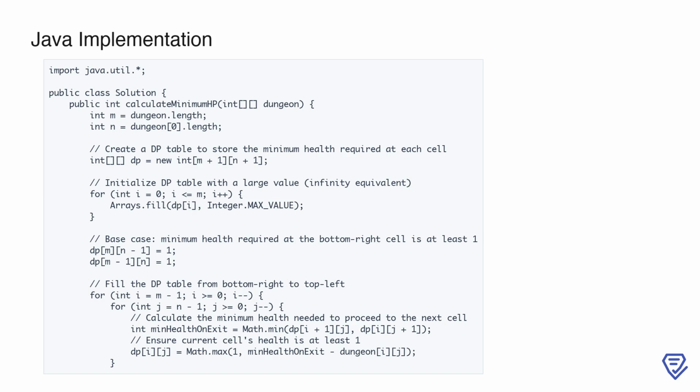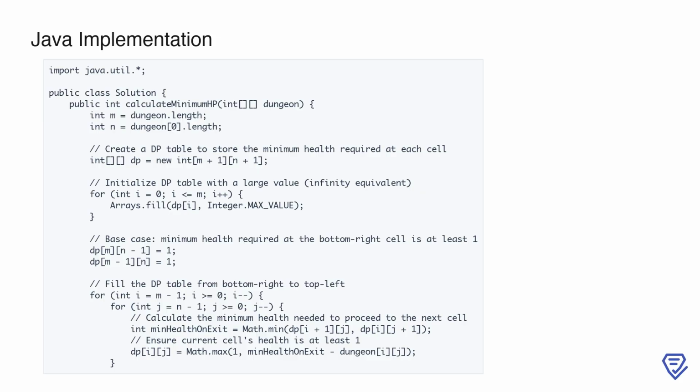This table is initialized with a large value, essentially representing infinity, to ensure that unprocessed cells do not interfere with our calculations. The base case is defined for the bottom right corner of the dungeon, where the minimum health required is set to 1. This ensures that the knight survives in the final cell regardless of the dungeon's value at that point.